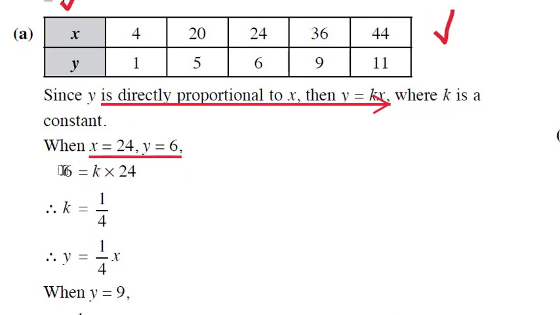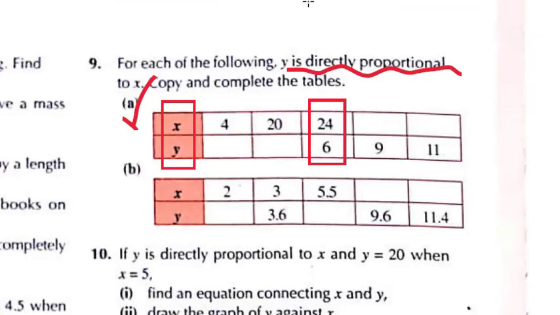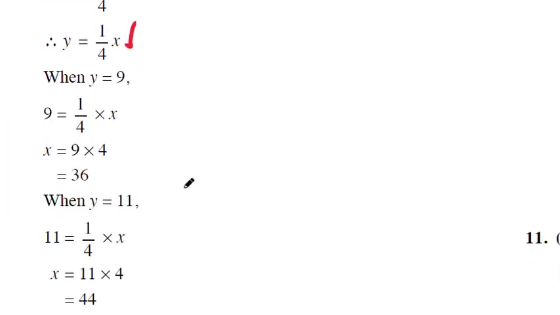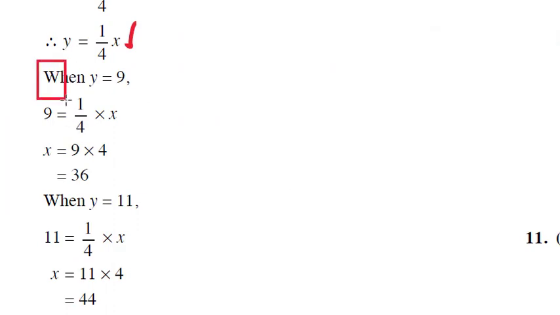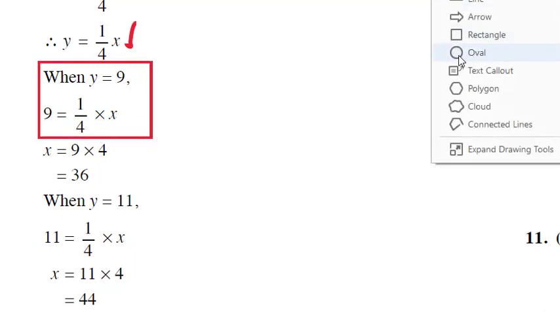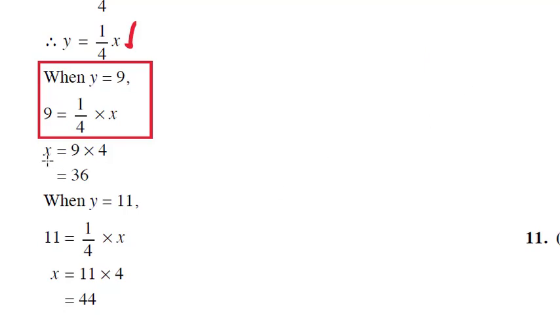Now on the next term, when y equals 9, in this cell the value of y is given, that is 9, and you have to find the value of x. So let's try to do that. Instead of y, use 9 equals 1/4 of x, and then you will get x equals 9 multiplied by 4, which is 36. So write down 36 in the table.